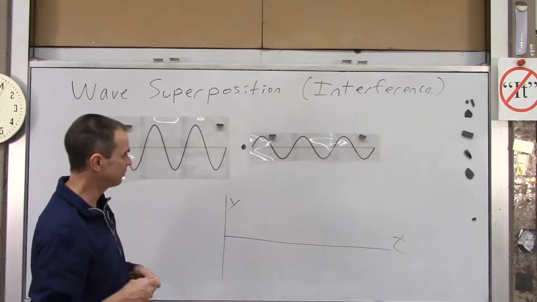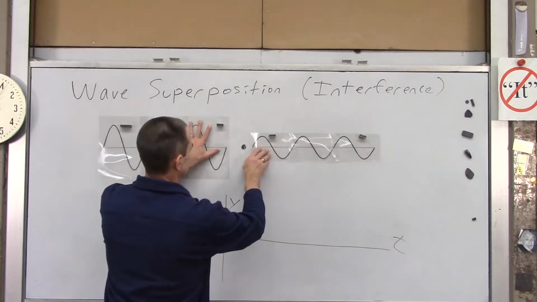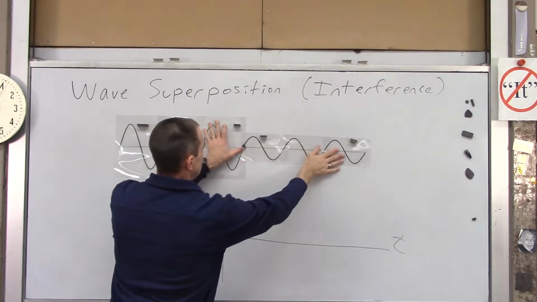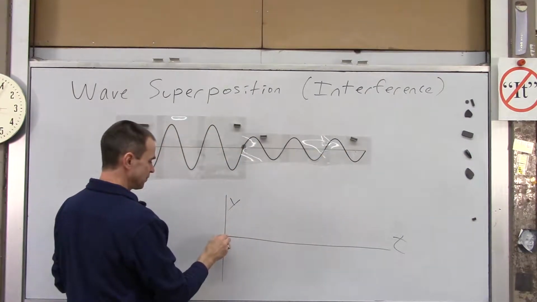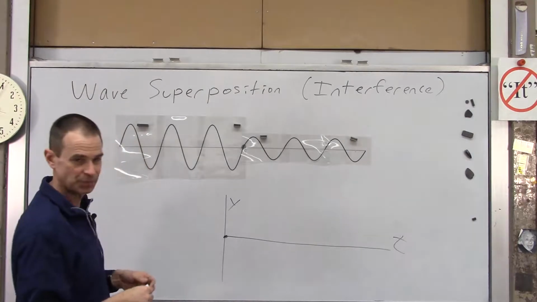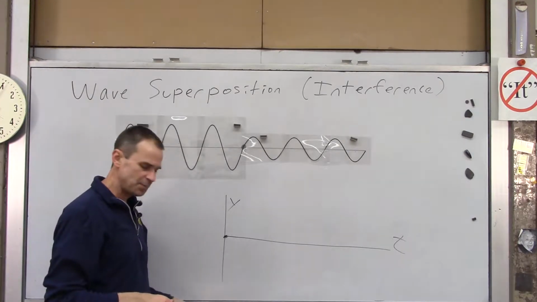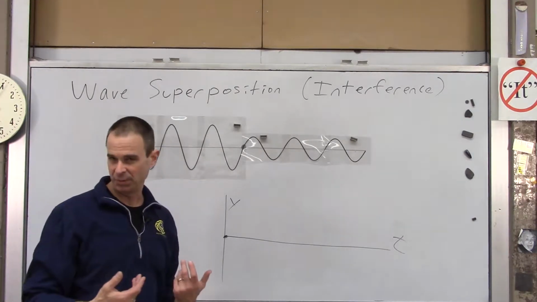Imagine you're videotaping this. What's going to happen? Well, first these two meet. So at time equals 0, you've got two equilibrium points meeting, so the fishing bobber is there. Then we'll look basically every half wavelength and see what happens.